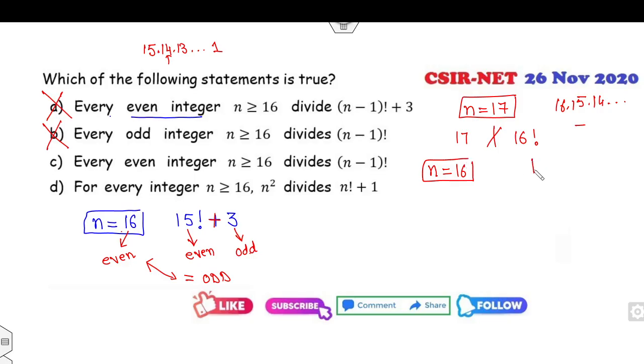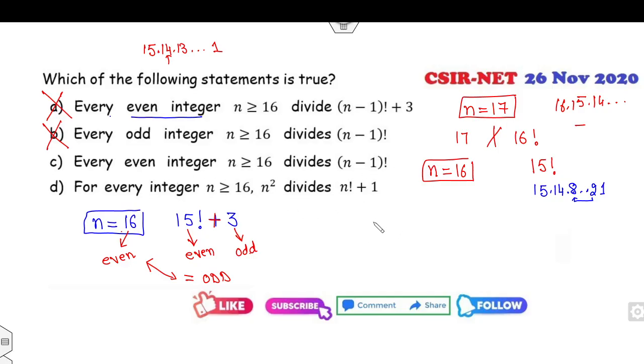Fine. Is it divisible by 16 minus 1, 15 factorial? So now you can see if I open this bracket, definitely the 2 and 8 will also be there. So it is divisible by 16, but we can't choose the correct option based on this counter example.